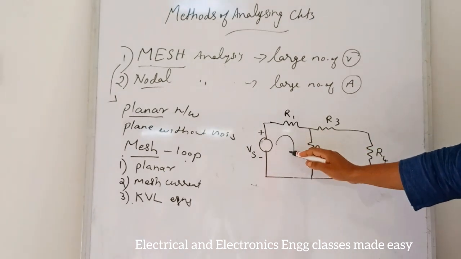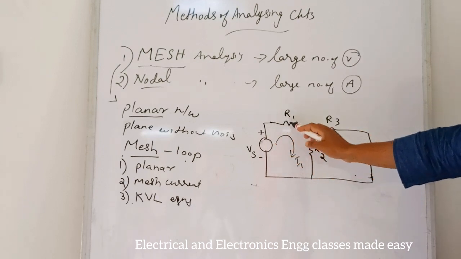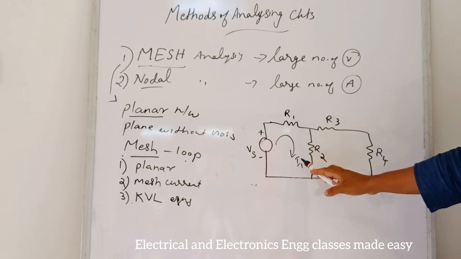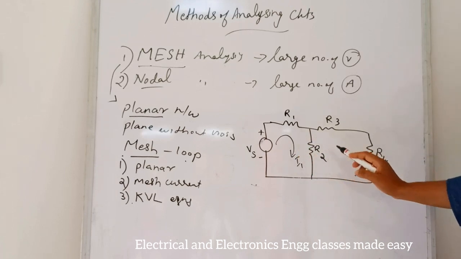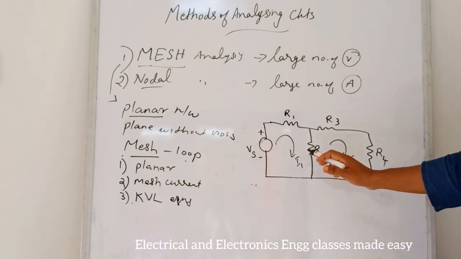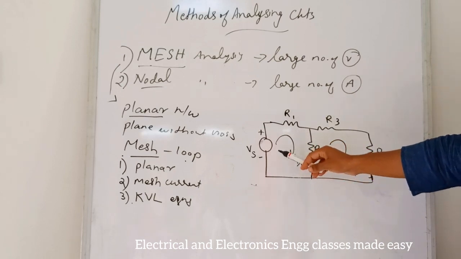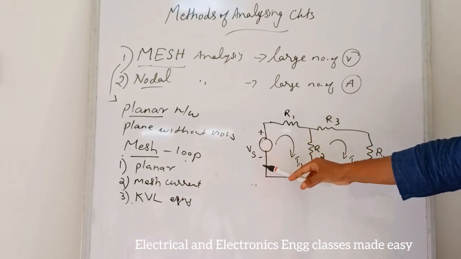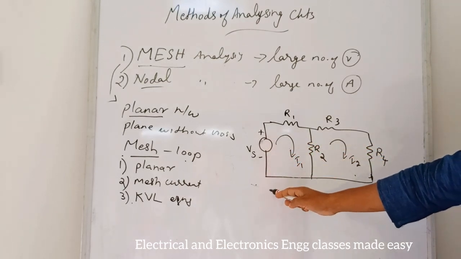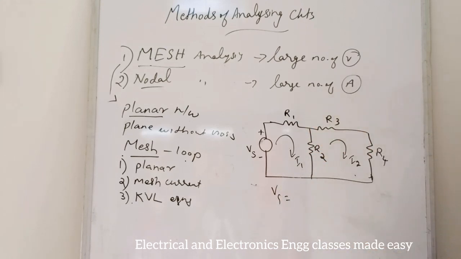Here let the current be I1 because the voltage source is here. So let us select current I1 in this direction. Then in this loop let the current be I2. So the next step is to write the KVL equations. For the first loop, what will be the KVL equation? Vs is the source. So we can write Vs equal to I1 into R1.